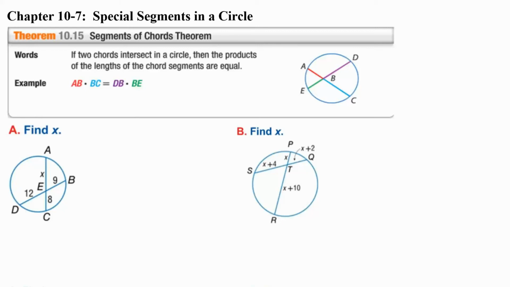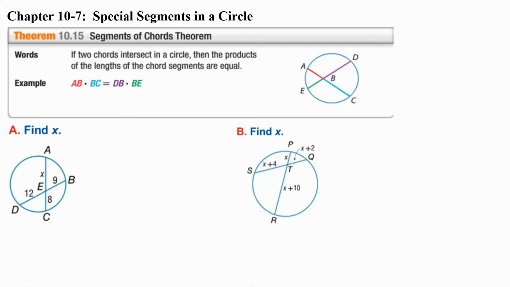Chapter 10.7. In the past two chapters, 10.5 and 10.6, we looked at the angles that were formed by the intersection of two secants, or a tangent and a secant, or two tangents. In this chapter, we're going to look at the lengths.